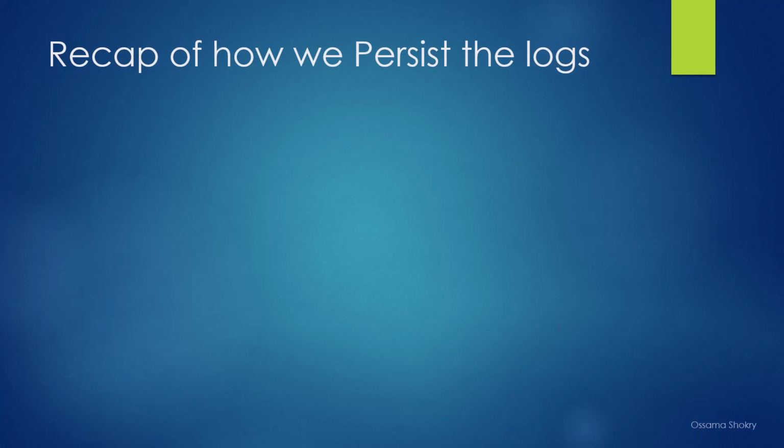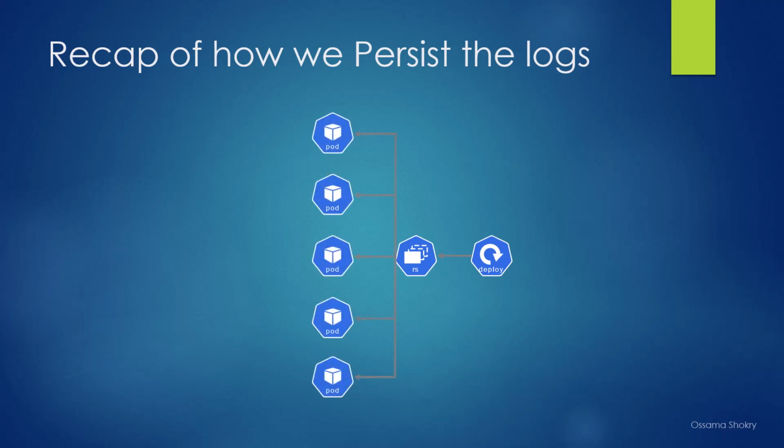To recap, now we have the deployment which creates a replica set, and the replica set creates 5 pods. All the pods are attached to one PVC, which is possible because all the pods run on the same Kubernetes node, and the PVC is bound to the PV. This way, any of the 5 pods can write to the log file which will be stored on the host machine.